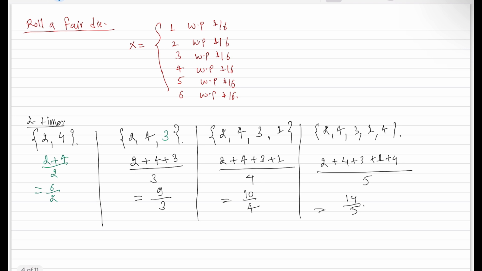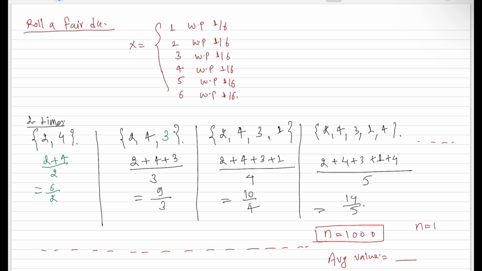Now what I am saying is that you keep doing these trials, and let's say you have reached the point where you are rolling this die 1000 times. After rolling the die 1000 times, if I ask you what the average value of this outcome will be, and again you roll the die for the 1001st time, again if I ask you what the average value will be.